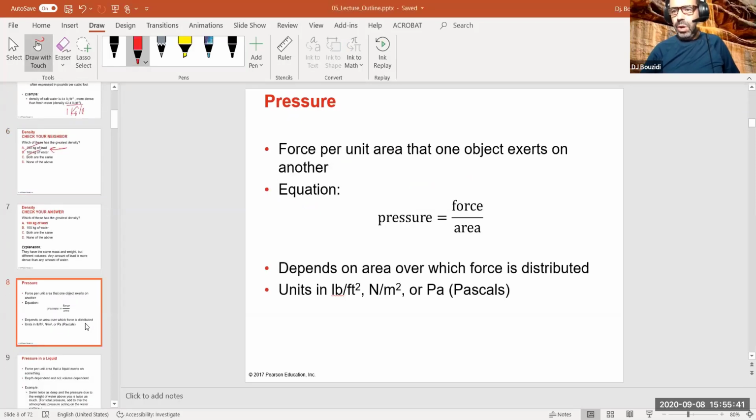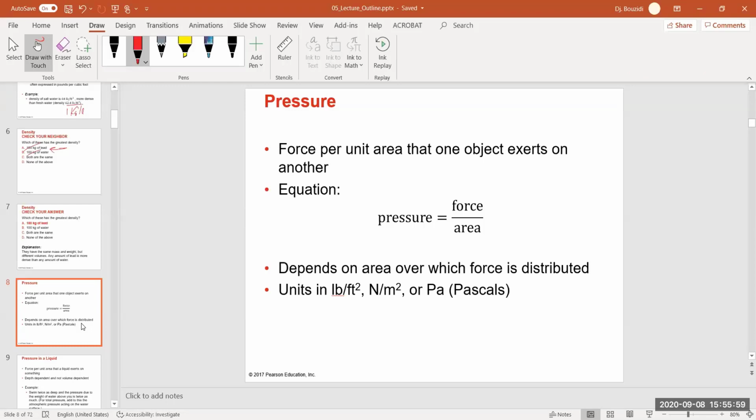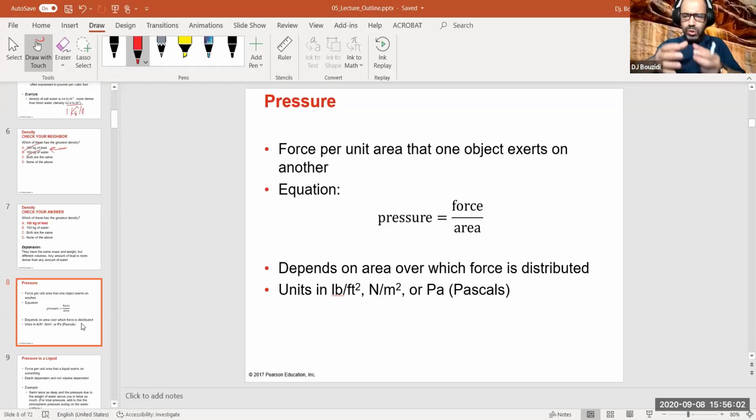This is the other concept that we will need, like I said, which is force divided by area. If you have 1,000 kilograms of water and you spread it thinly through a big area, it's going to exert less pressure than if you spread the same ton of water on a smaller area. It will have far more effect that way.